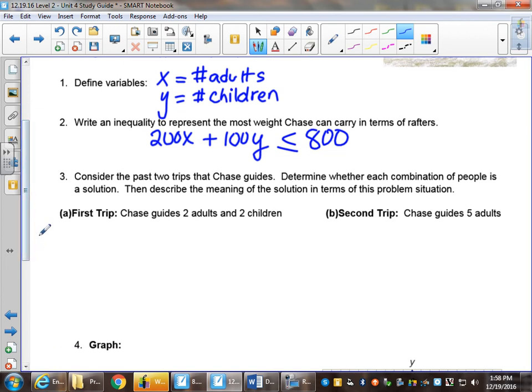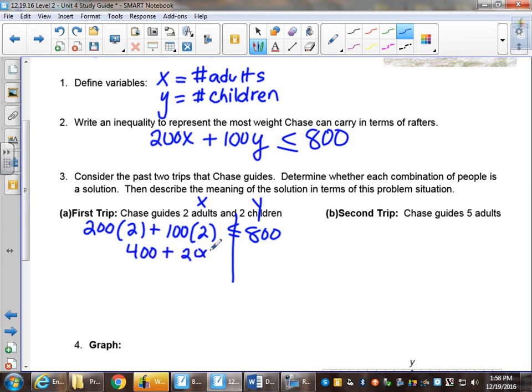Now, number 3 says, consider the past 2 trips that Chase guides. Determine whether each combination of people is a solution. Then describe the meaning of the solution in terms of this problem. So x is adults, so this is x, this is y. Let's plug it in and see if this was an okay trip for him to take. So that will be 200 times 2 plus 100 times 2. And we want to see, is that less than or equal to 800? Well, 200 times 2 is 400, plus 100 times 2 is 200. We get 600 less than or equal to 800. True or false? That is true.